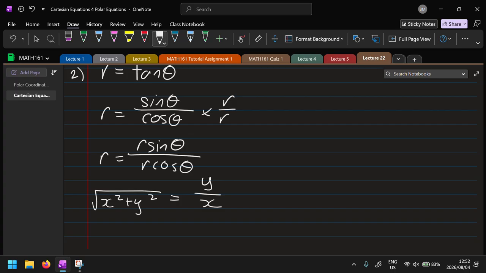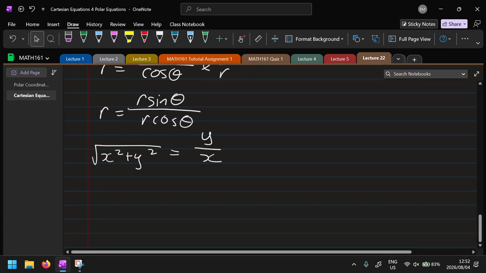Now, you don't have to simplify further. Any questions for this one? Okay, pretty simple. We're just substituting those equations we had earlier.